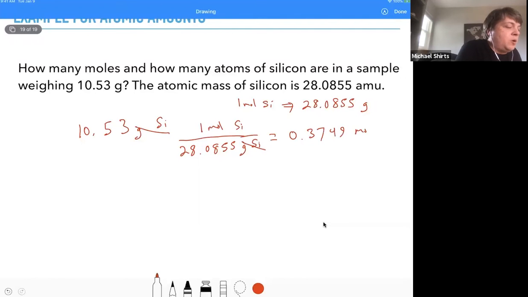We can see our answer clearly in moles of silicon, and it's 0.3749 moles. Moles of what? Silicon. Mole is just a number, so we need to know number of what. Okay, and how many atoms are in that?